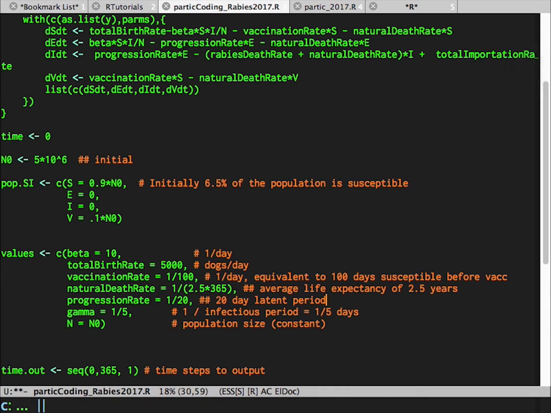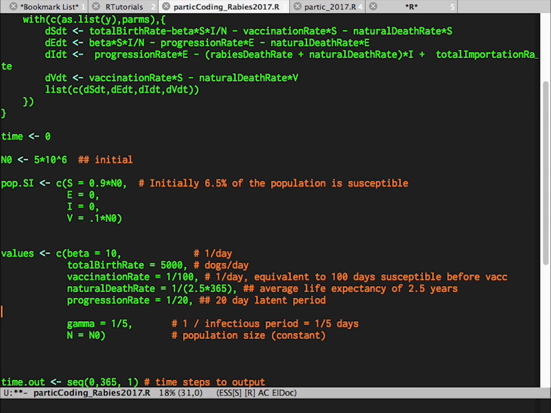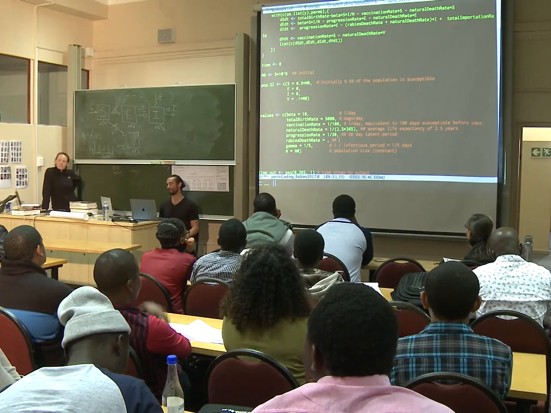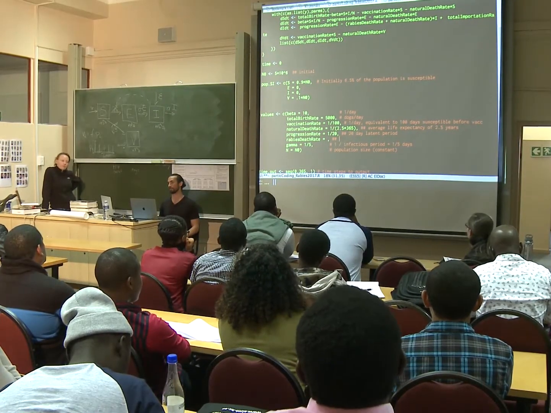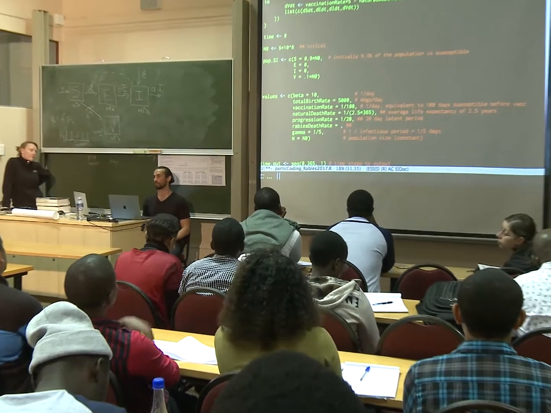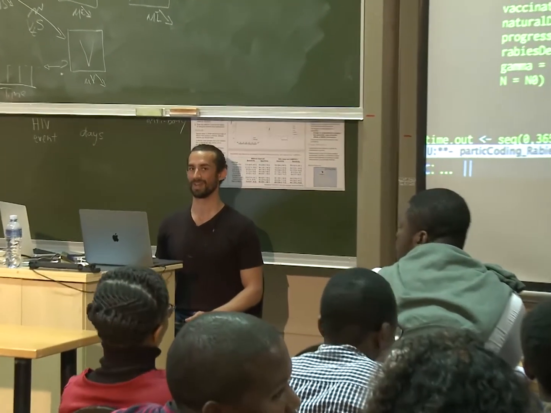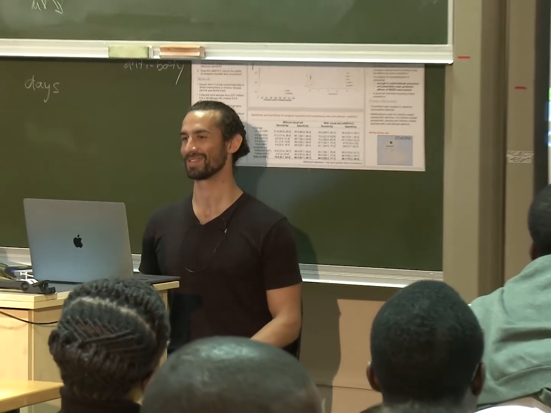Okay, next parameter is rabies death rate. How are we going to get that parameter? What's the easiest way to think about that? How many days it takes a dog to die? Yeah, if it's infectious, how long does it live before it dies? 2 days? 10 days? 2 days? 10 days? 3 days.